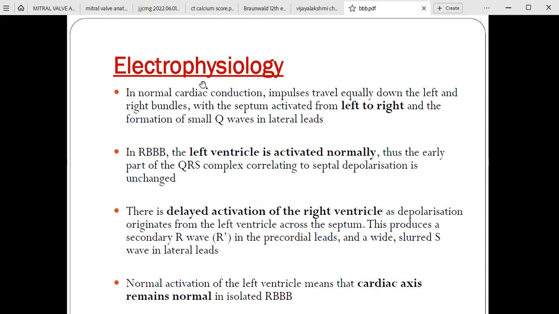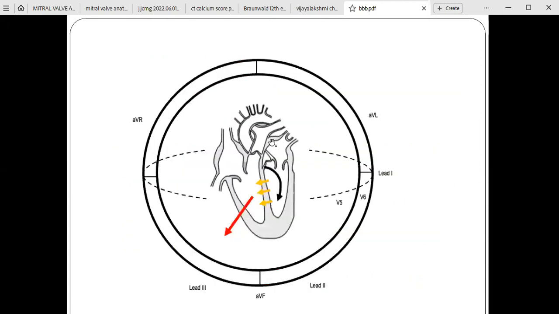Coming to the basic electrophysiology, in normal cardiac conduction, impulses usually travel down the left and right bundles, with the septum activated from left to right. The impulse goes from the SA node into the atrioventricular node, then into the septum, and from the septum depolarization occurs from the left side to the right side. This is the left ventricle, this is the right ventricle. This normal depolarization of the septum leads to a Q wave. So that's what happens initially in normal conduction.